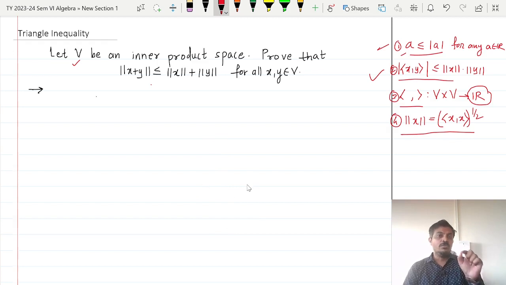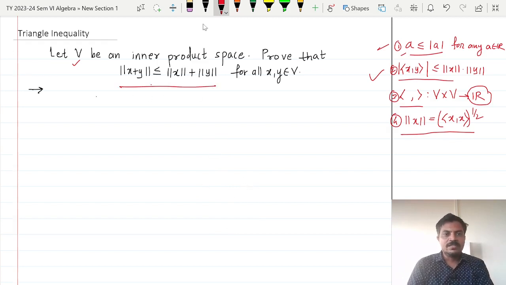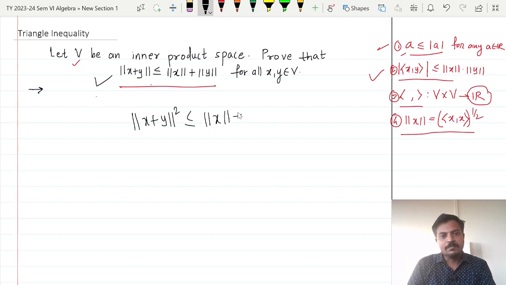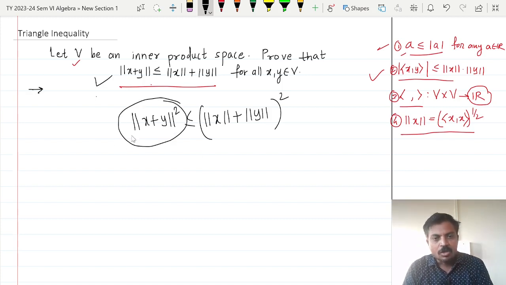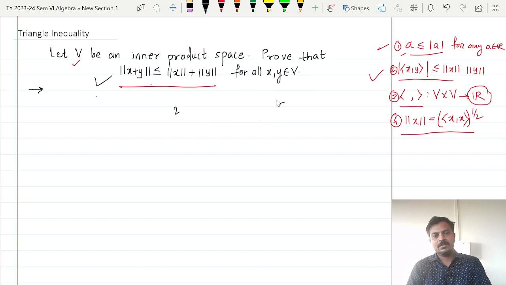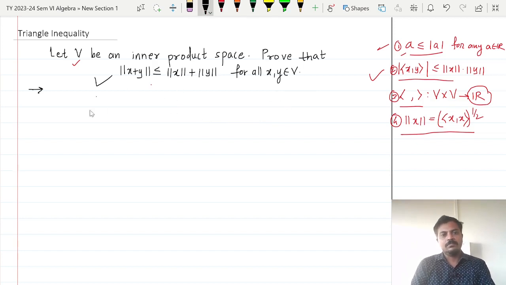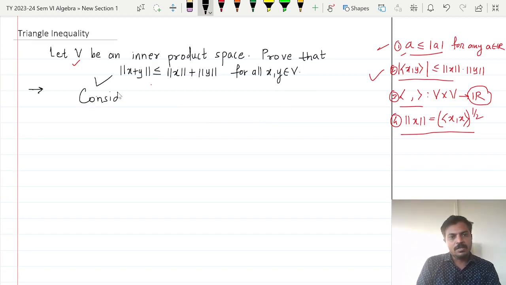Now we are going to use one trick in order to prove this. The trick is, instead of proving this, we are going to prove this: norm of x plus y whole square is less than or equal to norm x plus norm y whole square. Later on, we will simply take positive square roots on both sides and we will ultimately get the result. So let us begin. I will start with norm of x plus y whole square.